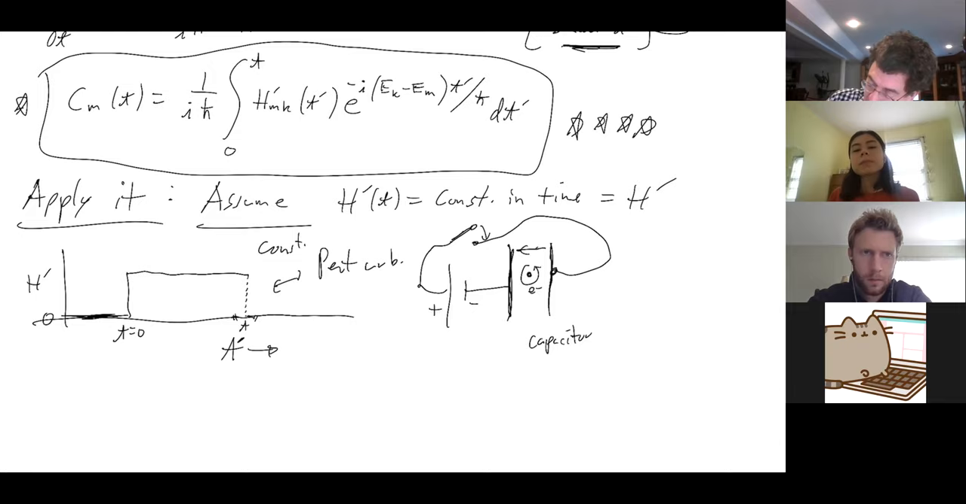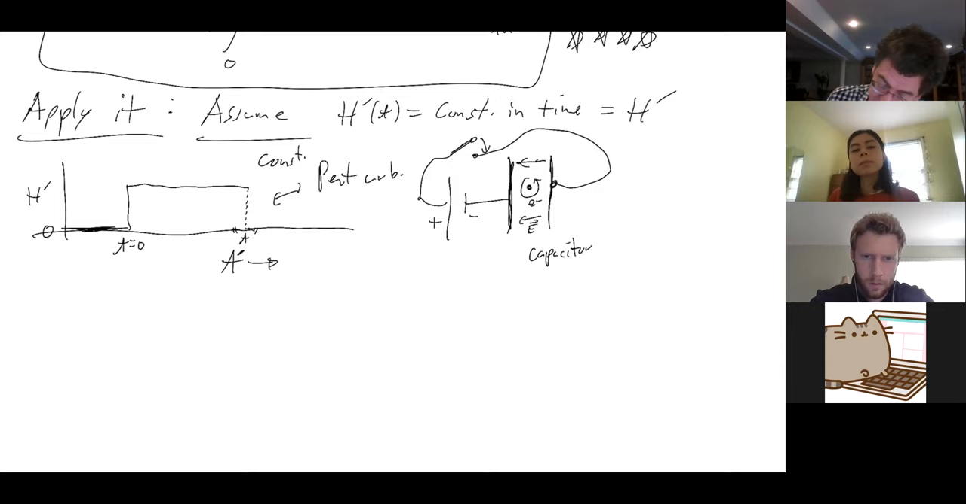And that electric field is constant, and then I could turn it off. You see what I'm saying? So I want to give you a sort of physical sense of what I'm actually talking about. So that's a constant perturbation that I turn on and off. Okay, and so then the question is, so I apply the perturbation, and then I ask the question, what is the probability?